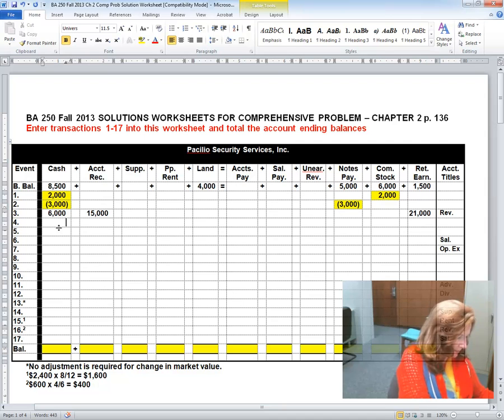On September 1, a customer paid $600 rent for services to be provided in the next 6 months. So on September 1, 2012, they paid $600. So cash went up $600, and unearned revenues went up by $600. That's what would have happened on September 1st.